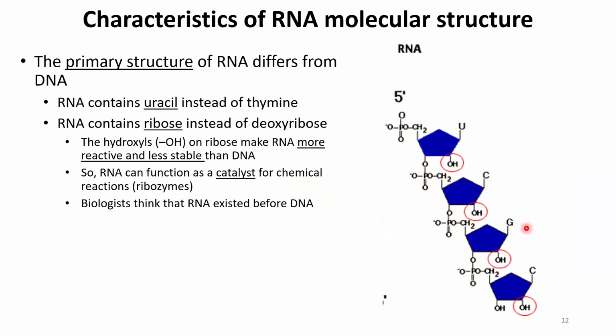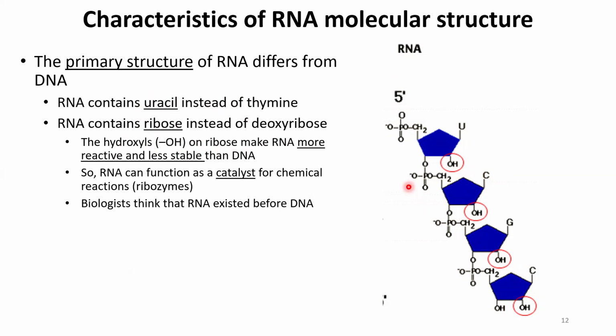So now we're going to look at more of the characteristics of how RNA is structured. So the primary structure itself differs from DNA by the presence of uracil instead of thymine, and the sugar is ribose instead of deoxyribose, and the hydroxyls on the ribose make RNA more reactive, and a lot less stable. So these are causing it to be more reactive.